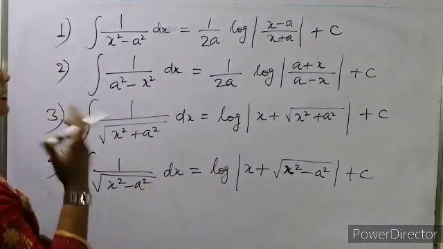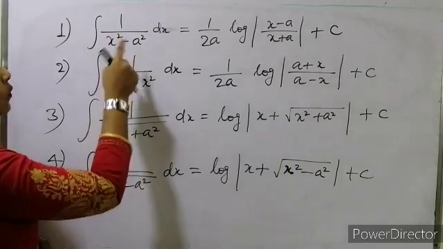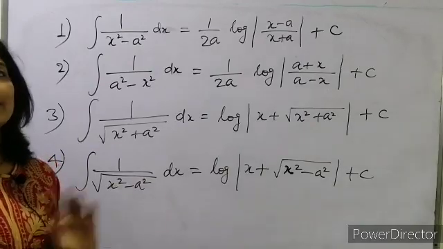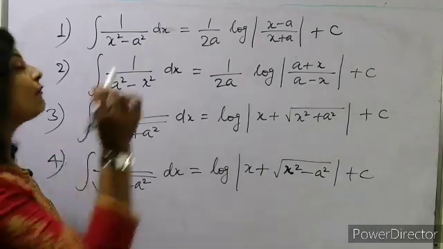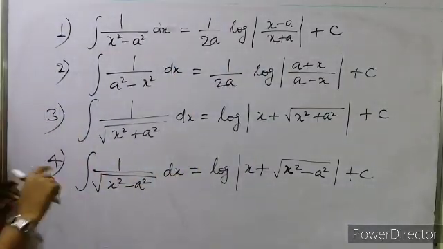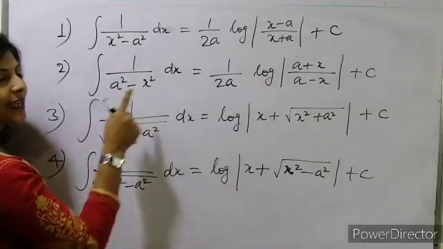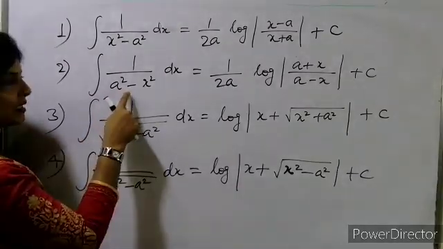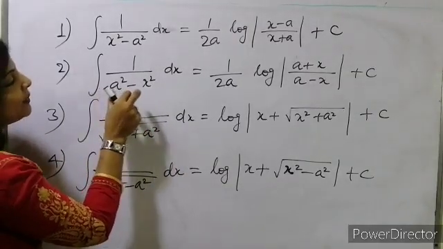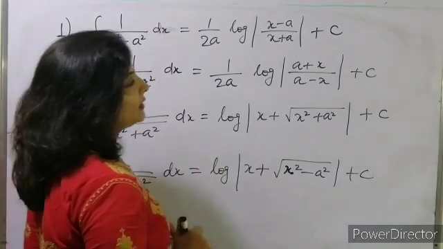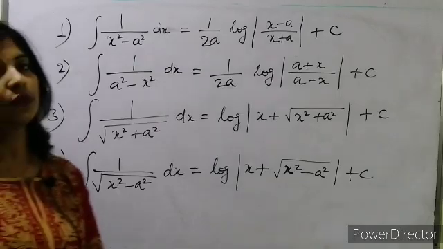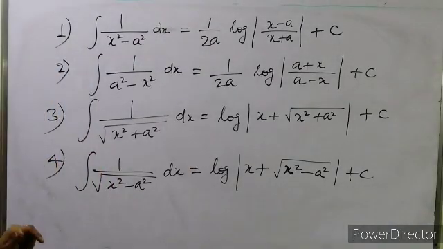Next extended function: if we have to integrate 1 upon a square minus x square with respect to x, what value will we get? Again 1 upon 2a log of a plus x divided by a minus x. Why? Because a square minus x square is a plus x into a minus x. So a plus x divided by a minus x we will write, and plus c we always have to keep. Why? Because whenever we are integrating, we always have to keep one constant.